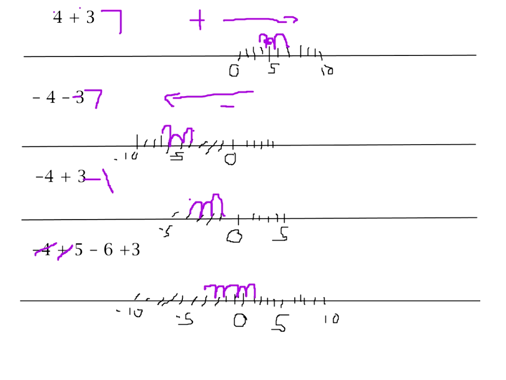We're going to go to the left. That's right. So now I'm going to go to the left 6 spaces. 1, 2, 3, 4, 5, 6. Okay. Then it says +3. So now I'm going to go 3 the other way. 1, 2, 3. And my answer is -2.